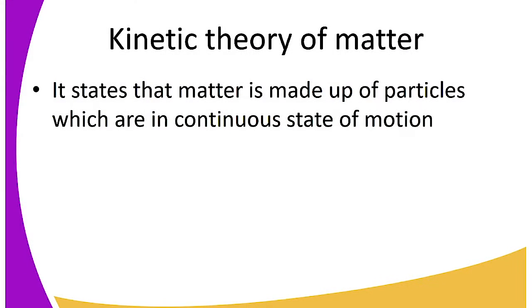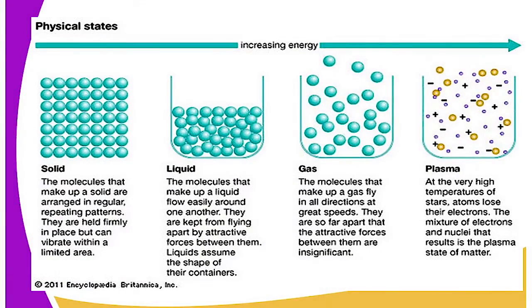And so, it is said that matter is made up of particles which are in continuous random motion. That is kinetic theory of matter. As you can see from the diagram, we have solid, liquid, and gases. According to kinetic theory, in the solid state, the particles are closely packed together and can only vibrate within fixed positions. As you can see, the particles of a solid are closely packed together.